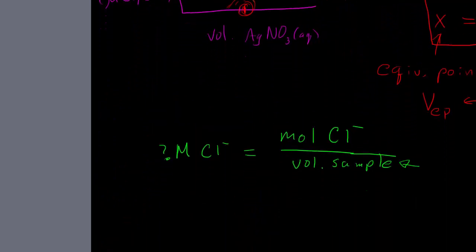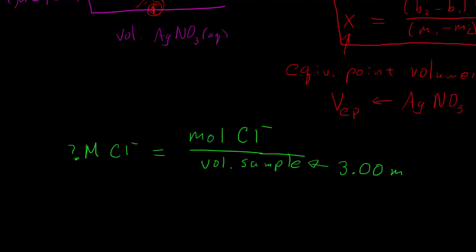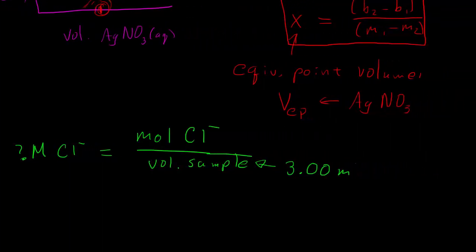This is what you pipetted out, the sample. Let's say that turned out to be 3 milliliters, and we used a 3 milliliter pipette to pipette this as precisely as we could. So let's say we know our sample volume is 3 milliliters. What we need to figure out is the number of moles of chloride, and then we can just do the division here and figure out our molarity of chloride.